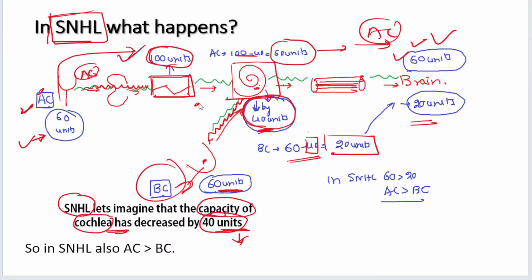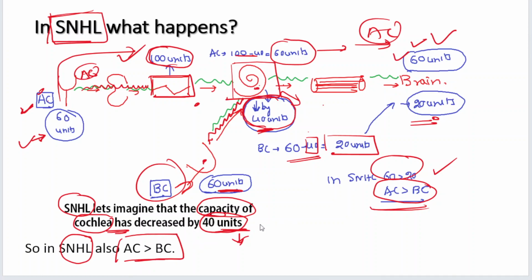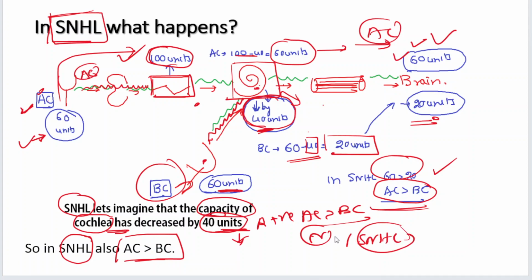Here, because there is no transformer action, and the capacity of the cochlea has gone down by 40 units, it is perceiving as 20 units. So you can see here, air conduction is better than bone conduction because 60 is greater than 20. This is why in sensorineural hearing loss also, in addition to normal people, air conduction is greater than bone conduction. So Rinne is positive, that is air conduction is greater than bone conduction in normal people and patients with sensorineural hearing loss. Okay, this occurs only and only because of the transformer action of the middle ear.